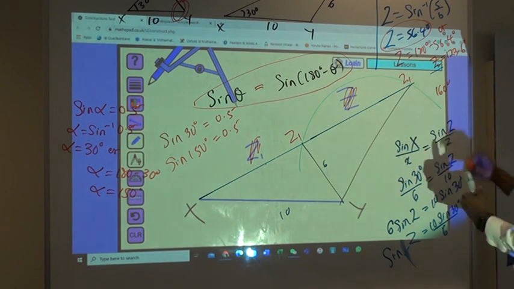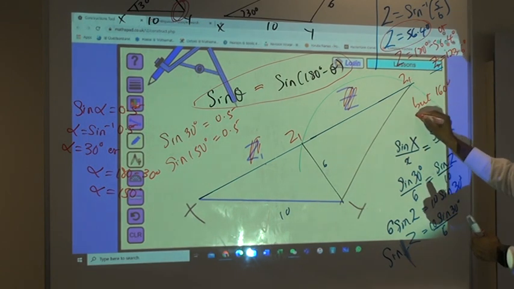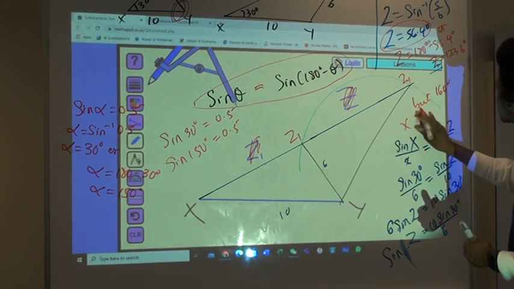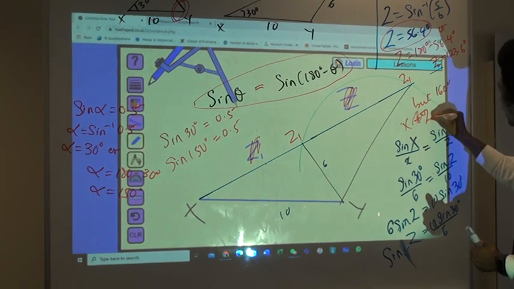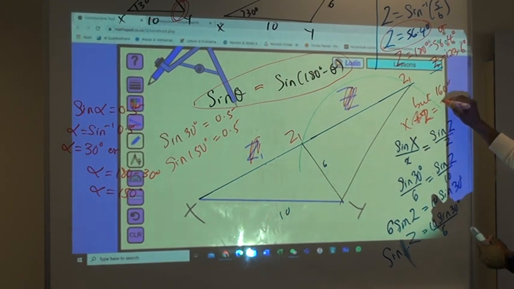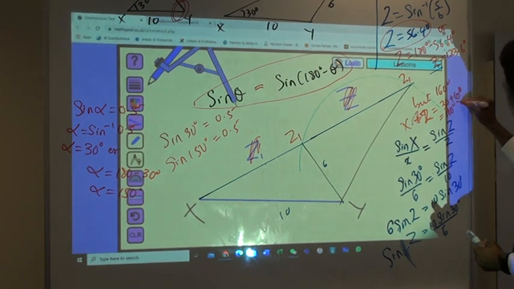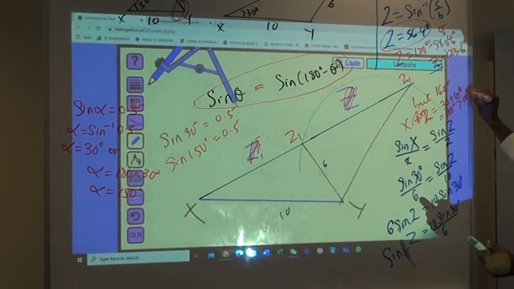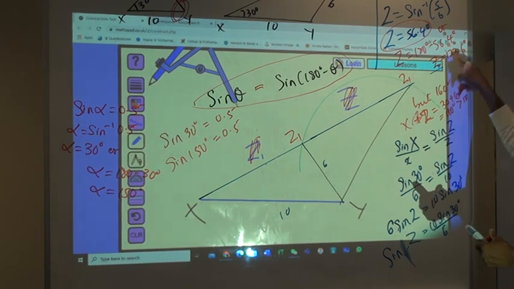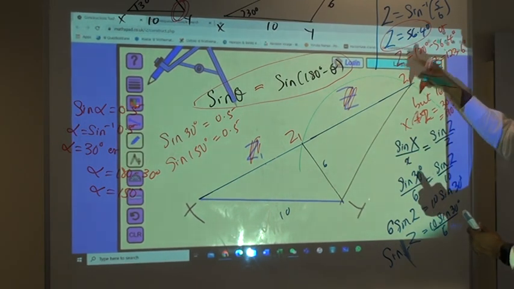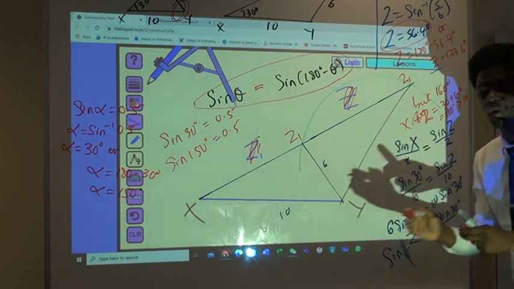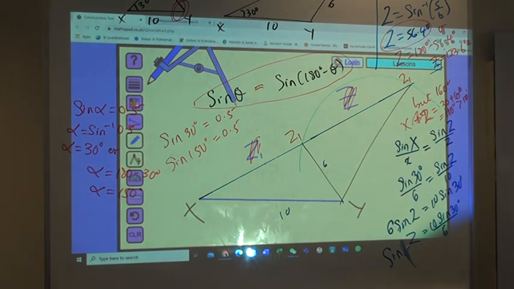So in that case, I would say, oh, but 30 degrees, angle x plus angle z is 30 plus 160, which is 190, which is already greater than 180 degrees. Therefore, this solution is invalid. Therefore, z is equal to 56.4 is the only solution. Does this make sense? Let me play you one example.